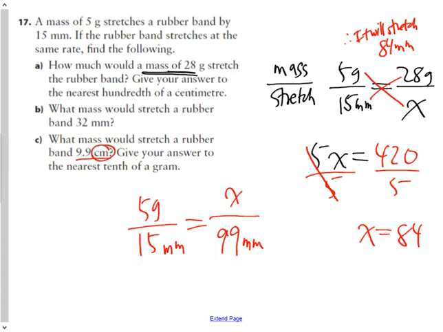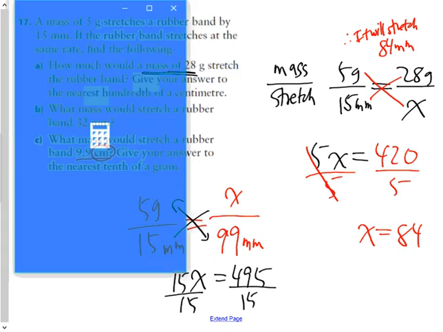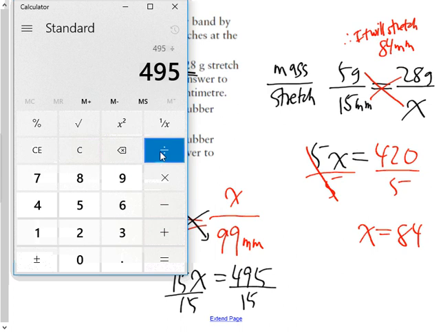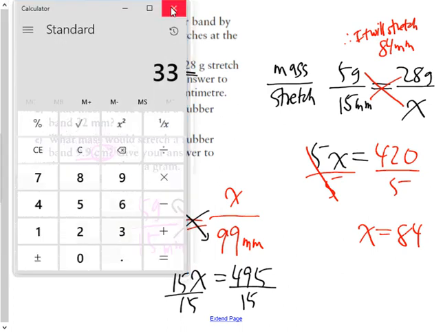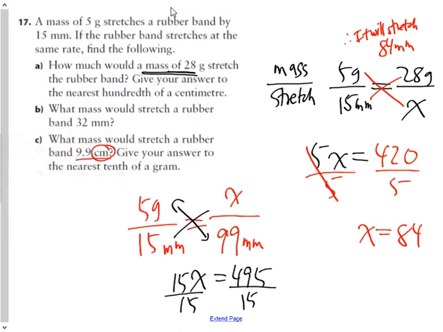And put x here. So our equation, when we multiply across, will be 15x equals the product of that, which would be 500 less 1, which would be 495. Divide both by 15. And 495 divided by 15 is 33. Did I make a mistake there? 500, no, that should be right. Yeah, so 33 grams.